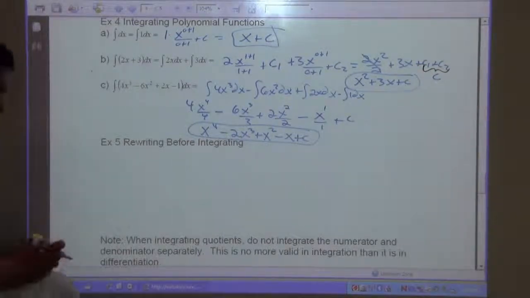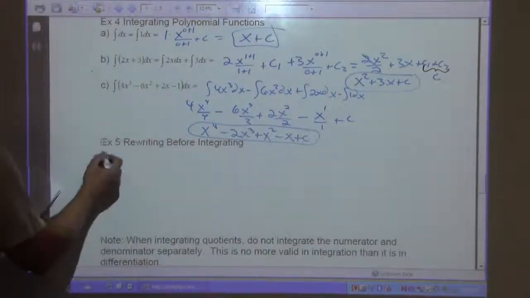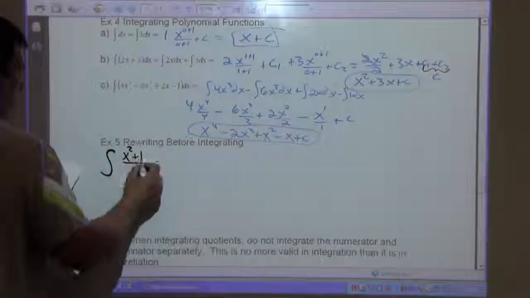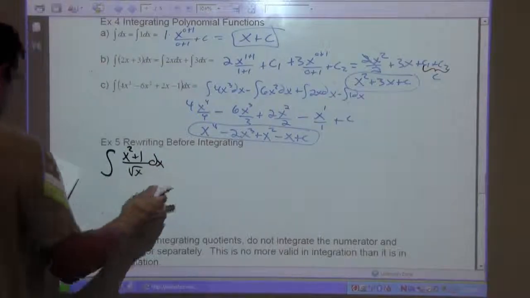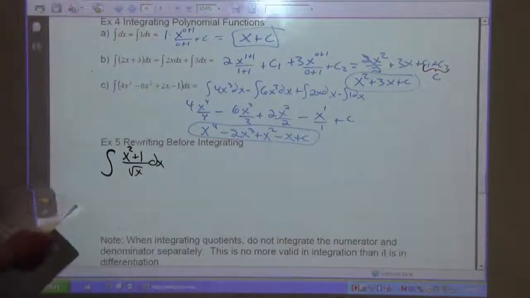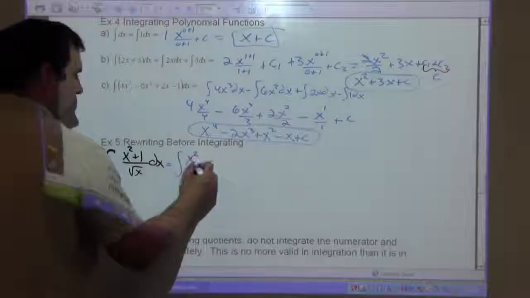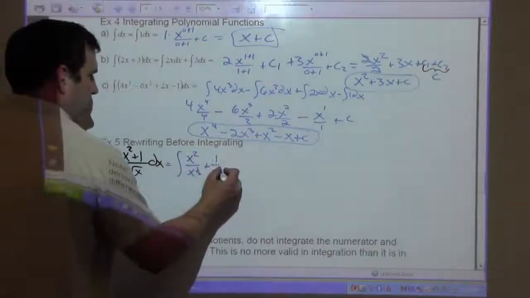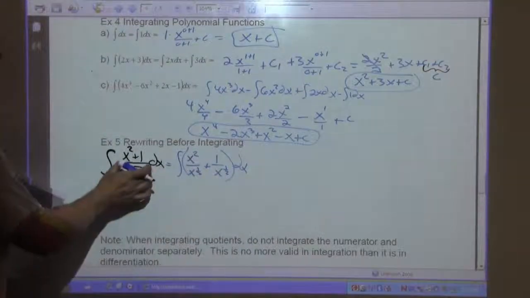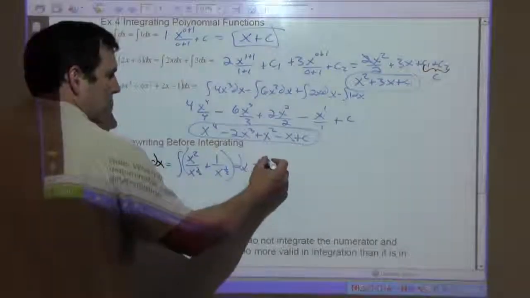Okay, next one I failed to type on here, or I think I erased it when I was messing with my notes. This is the integral of (x squared plus 1) over the square root of x dx. So this becomes the integral of (x squared over x to the 1/2 plus 1 over x to the 1/2) dx. And notice I put this in parentheses. It doesn't need it here because a fraction bar implies one term, but we have two terms, so put them in parentheses.